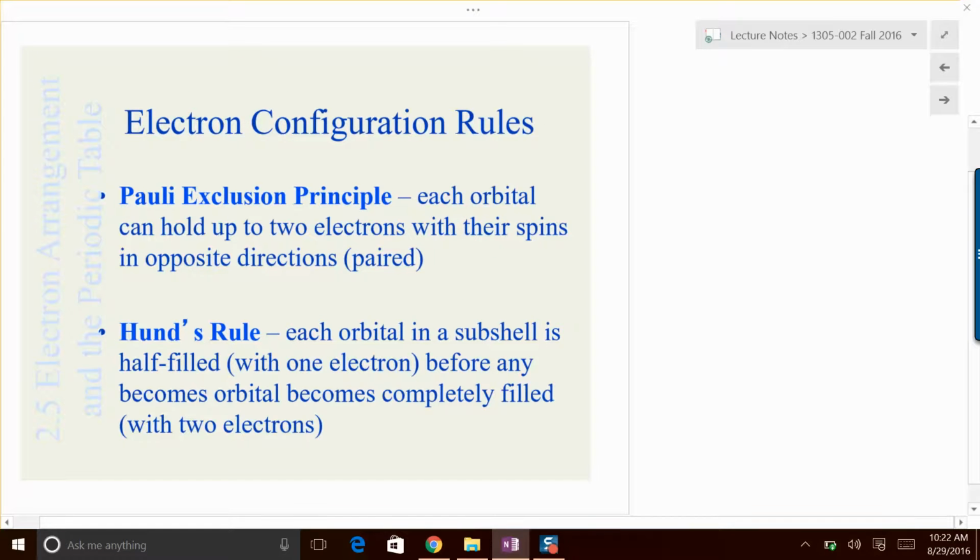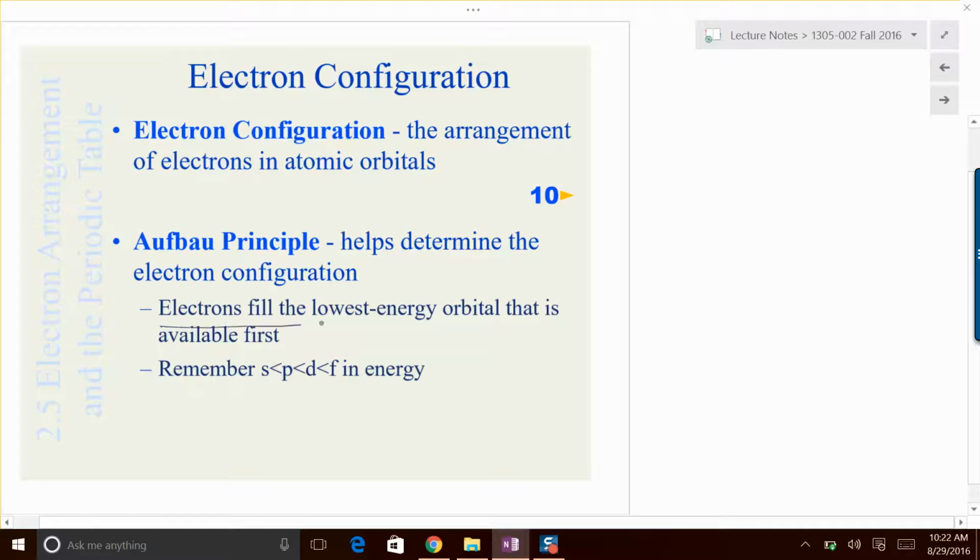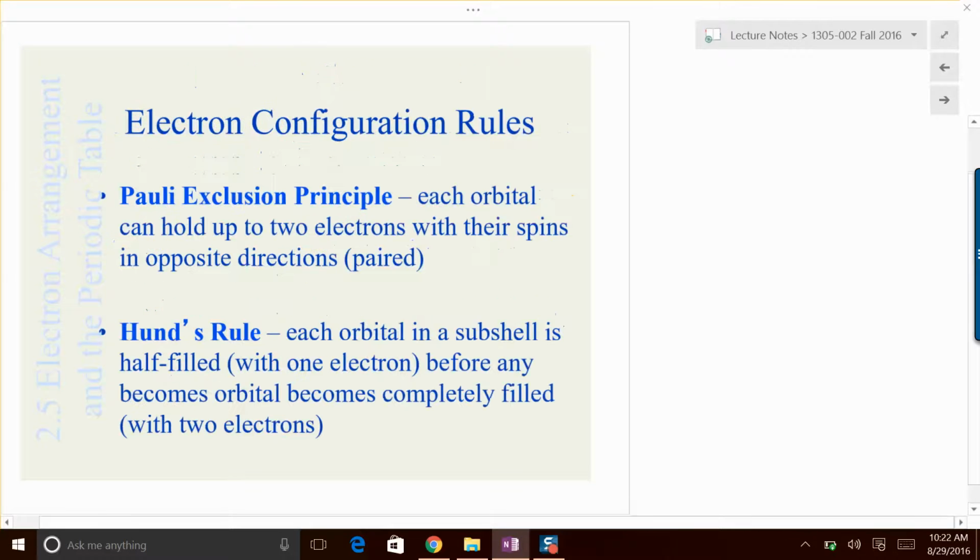Okay. Oh, did I talk about this rule? Electrons fill the lowest energy level orbital that is available first. Yes. Okay, so we know that. Okay. Exclusion principle. Pauli exclusion principle. Each orbital can hold up to 2 electrons. Right? We know that. But their spins are in opposite directions.